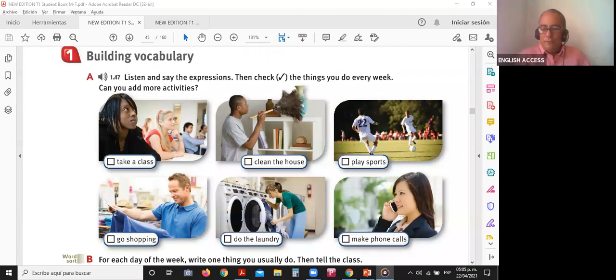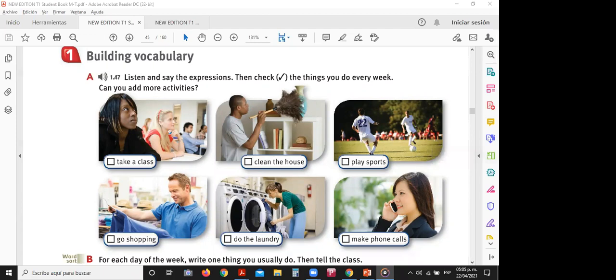Number one. Building vocabulary. A. Listen and say the expressions. Ready? You are going to hear and repeat the expressions, okay? Take a class.